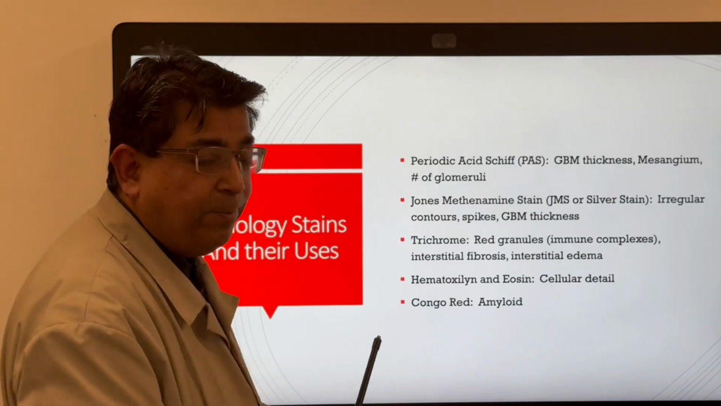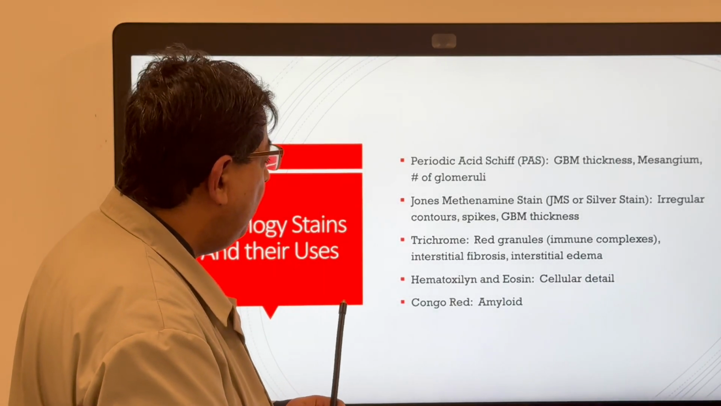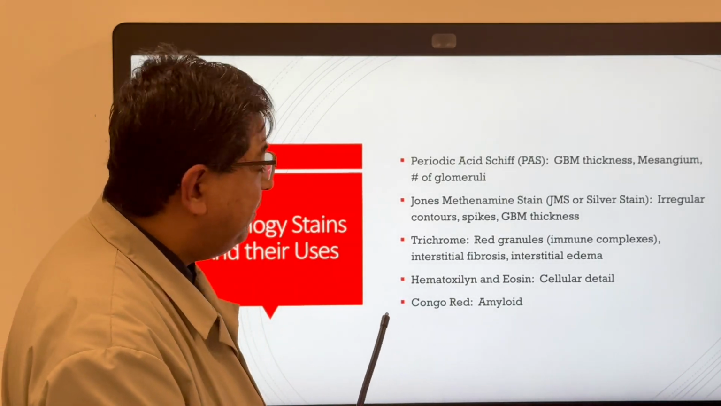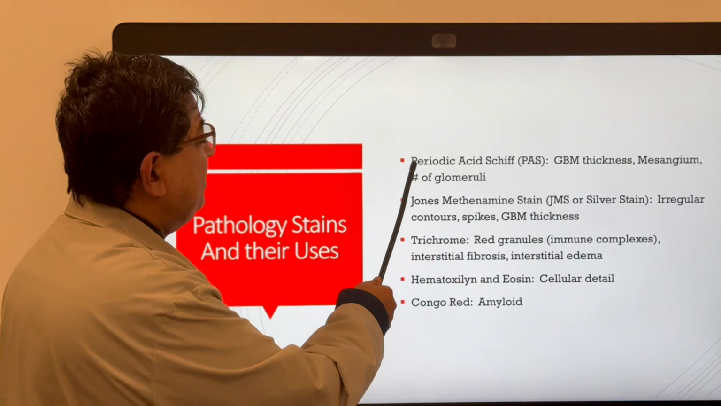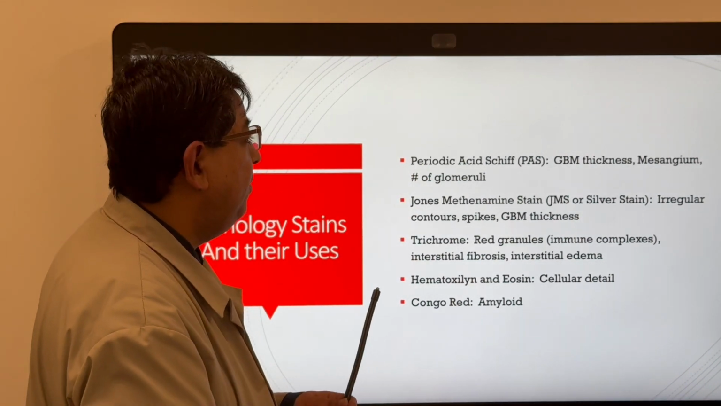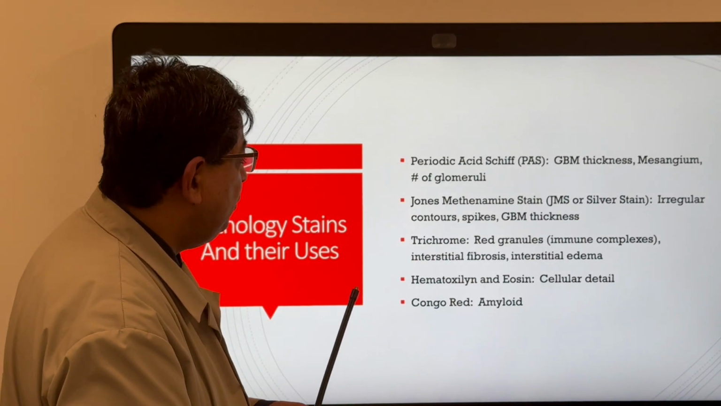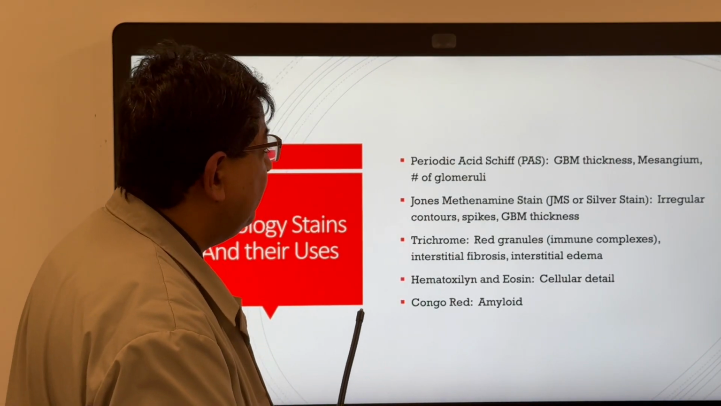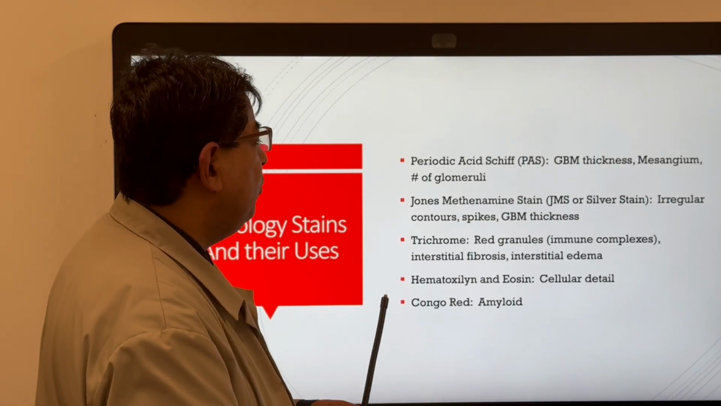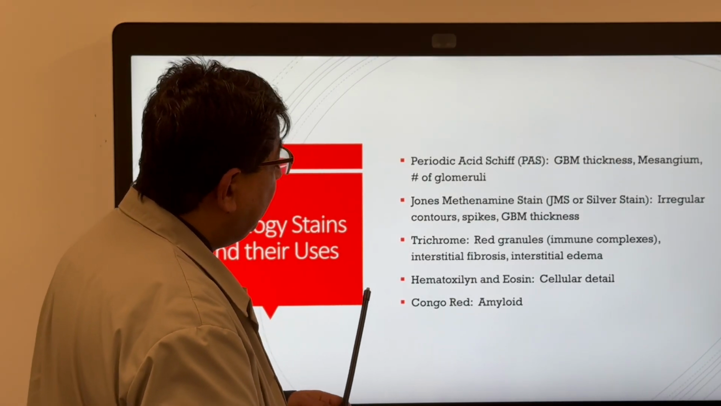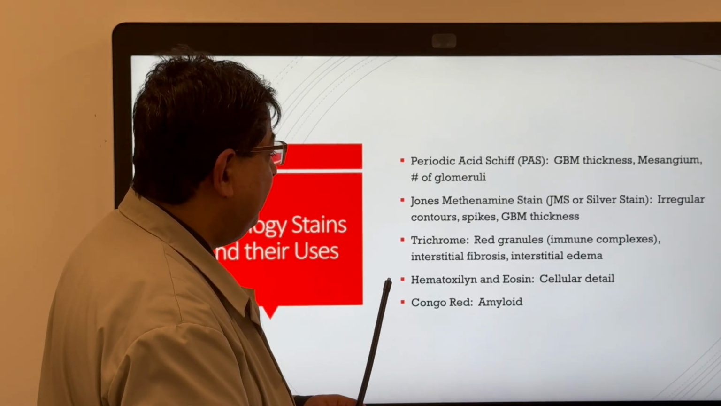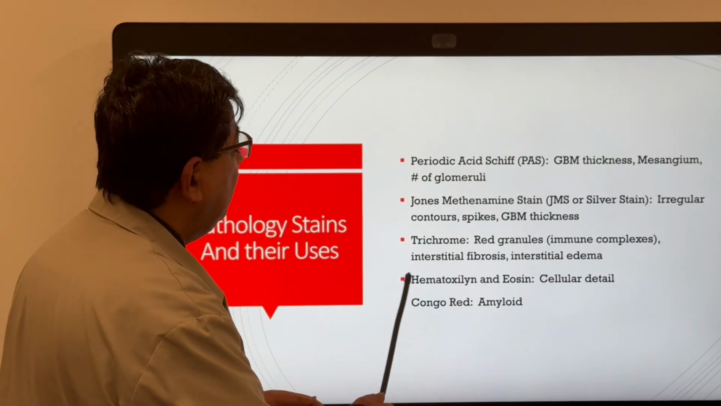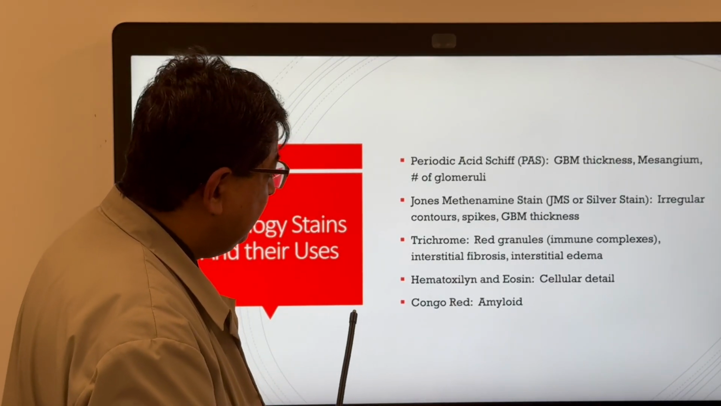Stains can be important to know, because if you know what kind of stain it is, you know what to look for on that particular slide. The periodic acid Schiff is mainly used to look at the glomerular basement membrane thickness, the mesangium, and the number of glomeruli. The Jones methenamine stain, or silver stain, is mainly used to look at irregular contours, spikes, and glomerular basement membrane thickness. The trichrome is used to judge interstitial fibrosis and interstitial edema.